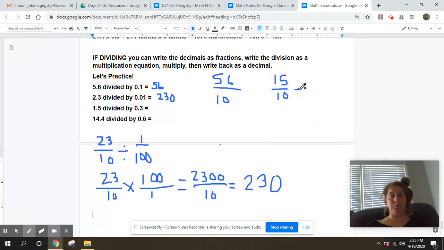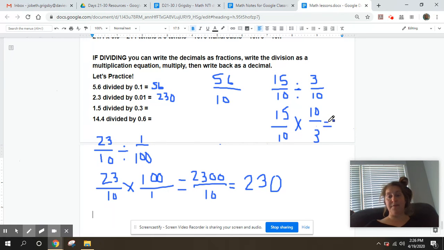divided by 3 tenths. And that one doesn't need to be changed, it's already nice and pretty for you. Okay, same thing. Keep it the same: 15 tenths. Division becomes its inverse, and our second fraction becomes its reciprocal.